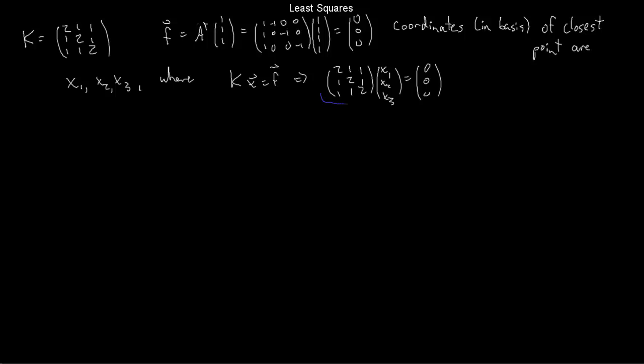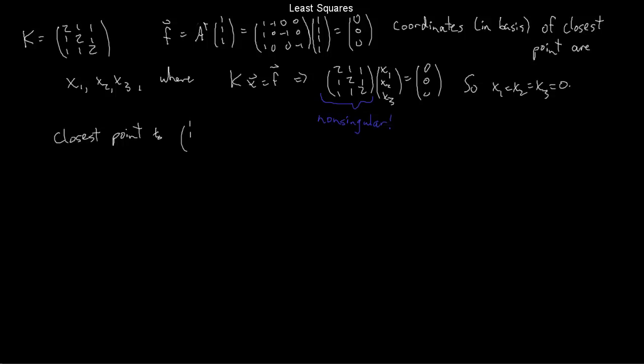And K is a Gram matrix. It looked like A transpose A, where the columns of A were linearly independent. So this is a non-singular matrix. It's a Gram matrix. It's positive definite, not just non-singular. That means that the only solution is the trivial solution. So x1, x2, and x3 have to be 0.